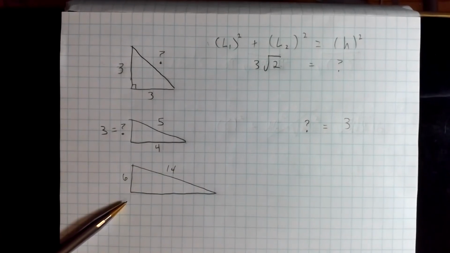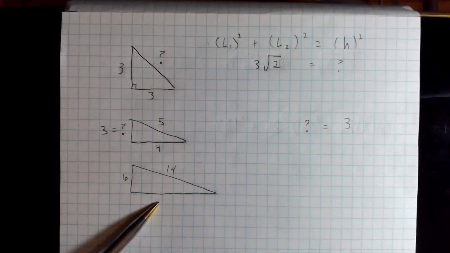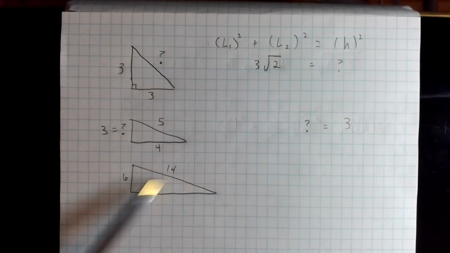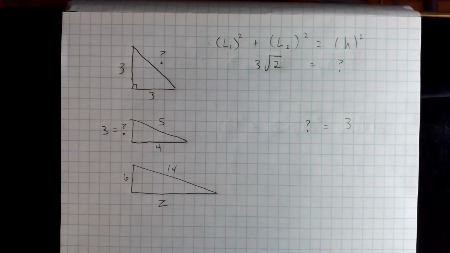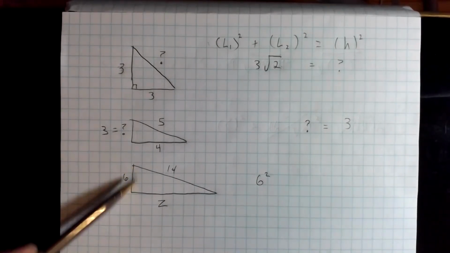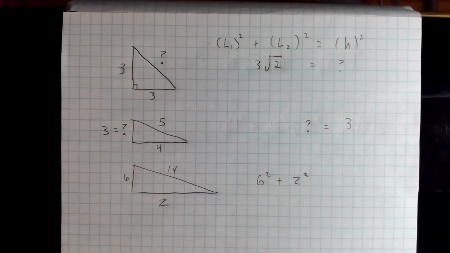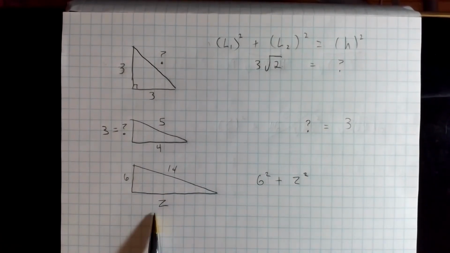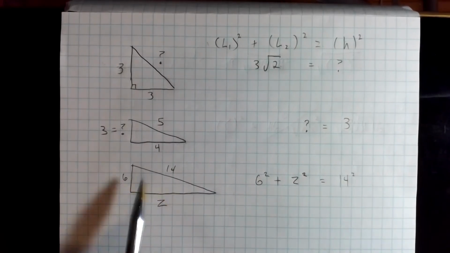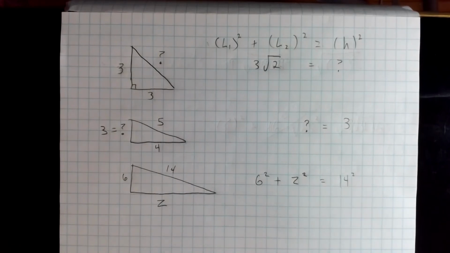All right, and finally, let's say you're given a situation where you do not know this length, but you are given the information of this leg and the hypotenuse. Just for the heck of it, I've been calling this question mark. We can call this whatever we want. So in this one, I'm going to call it Z. So following our rules, we should know that this times itself, which is 6 squared, plus this leg times itself, which I'm deciding to call Z in this case, Z squared, has to equal the hypotenuse multiplied by itself.